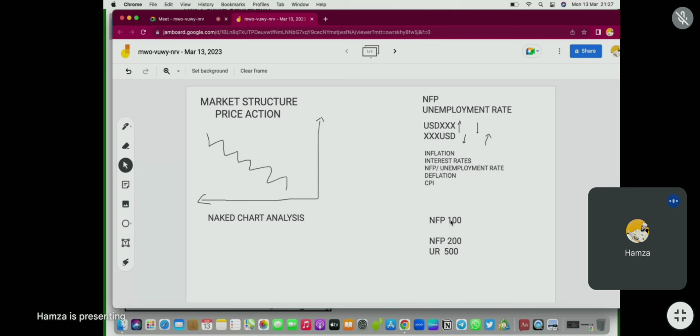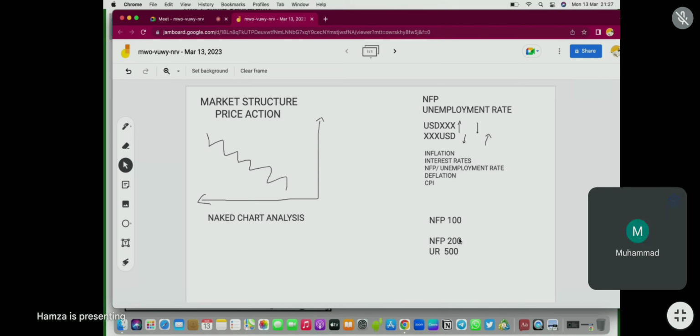All right. The NFP print of January that was printed in February was 100, okay? Just let me finish. The NFP print of February that was printed in March was 200. But now, the first question is, if the NFP print of January was 100, and that of February 200, how can we classify the NFP print of February? Is it positive or negative?